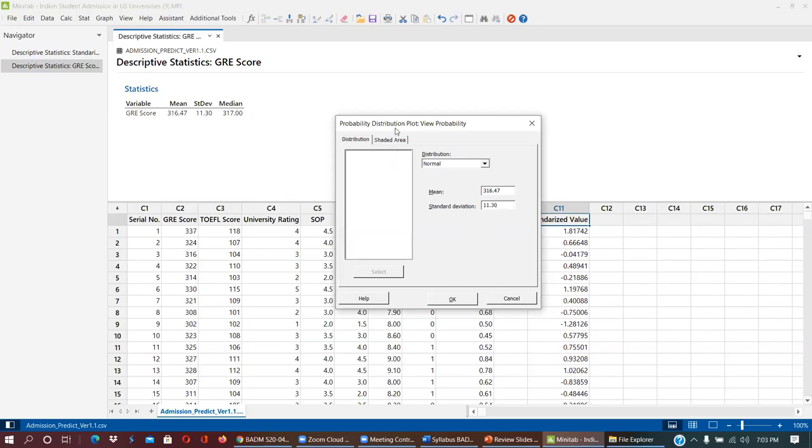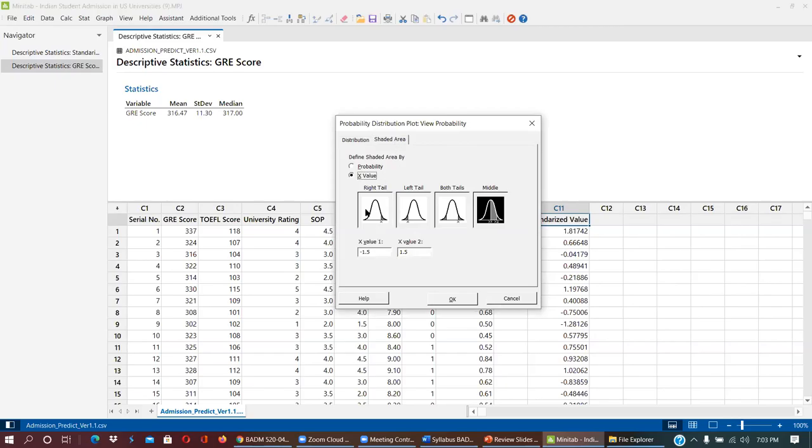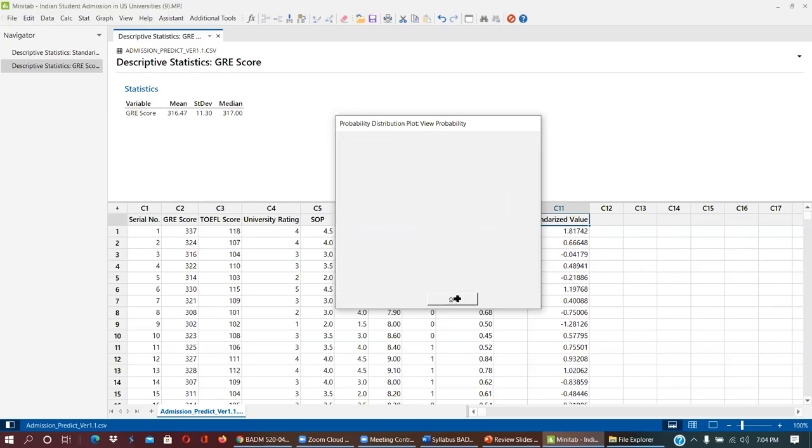This is that. Now I can get to know what is the probability, what is the cutoff value. Suppose this is the data. If I'm scoring 320, in what percentile of score am I coming? My score is 320, and this is the entire sample mean and standard deviation. I would like to know in what percentile I'm coming.